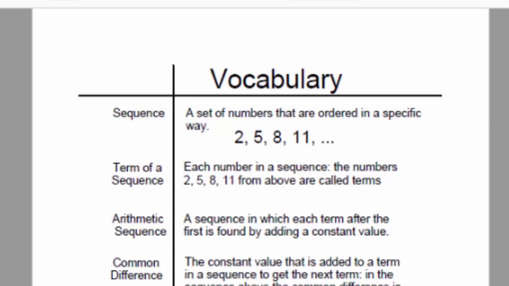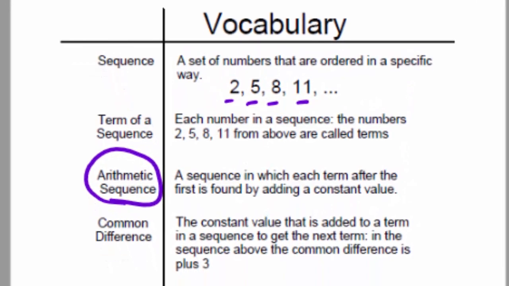A term of a sequence is each particular number. So up here, 2, 5, 8, and 11, those are all different terms. You'll notice they're separated by commas. What makes this sequence arithmetic is that to find the next term in the sequence, we're adding a constant value. So if you look at the one that's up there, we're adding 3 each time we go up to the next term.